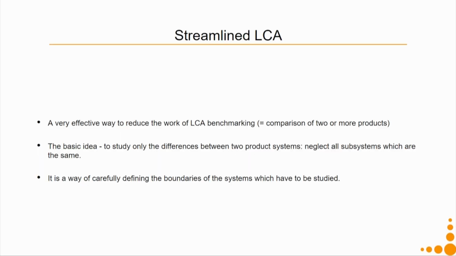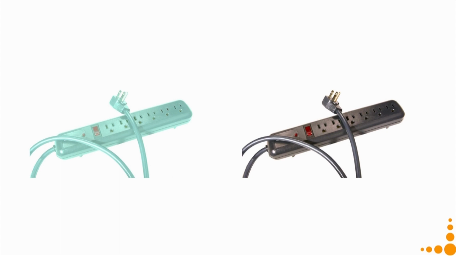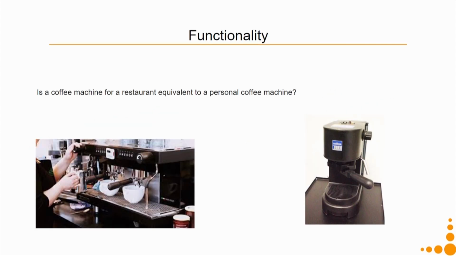So, it is a way of carefully defining the boundaries of the system which have to be studied. I took a very simple example of a charging box where only one component is different, whereas there might be other more complex situations. Let us go to a more complex situation, which cannot be resolved by the concept of streamlining or system definition. So, we have to bring in another dimension, which is functionality.